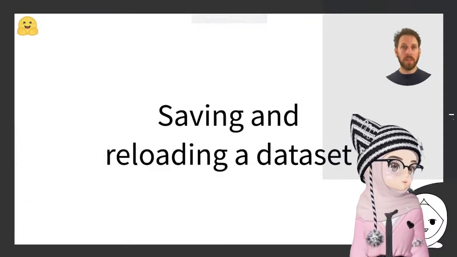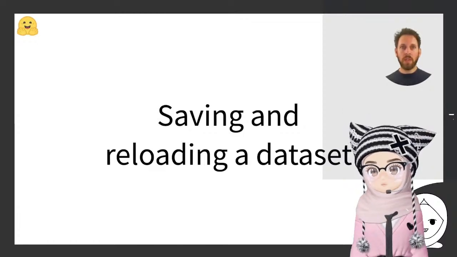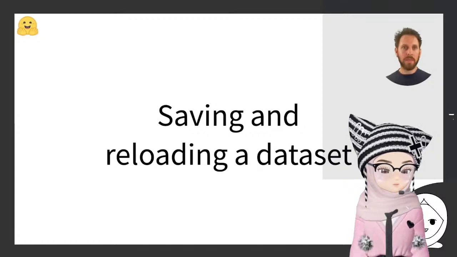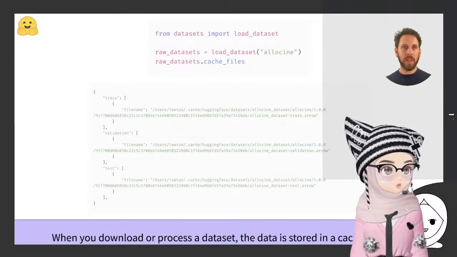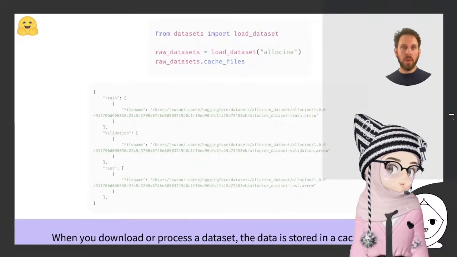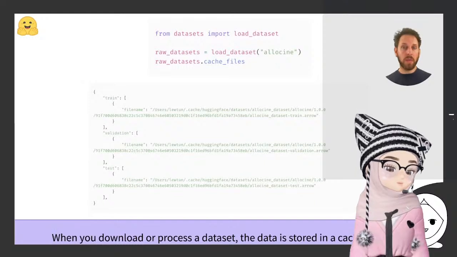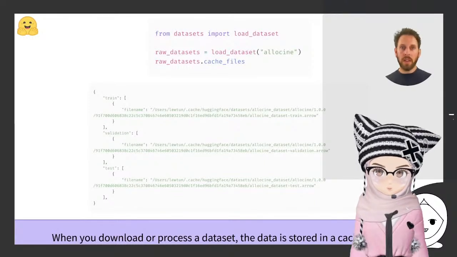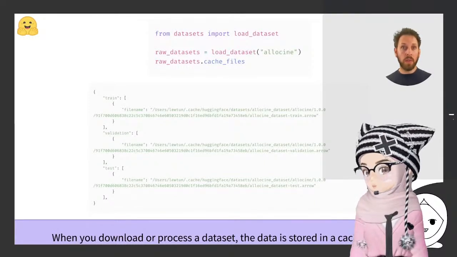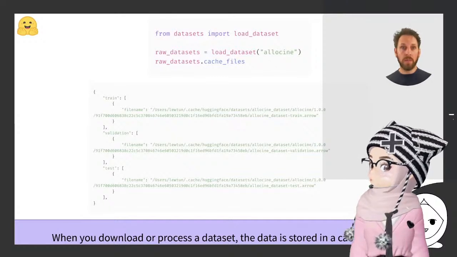Saving and reloading a dataset. In this video, we'll take a look at saving a dataset in various formats and explore the ways to reload the saved data. When you download a dataset, the processing scripts and data are stored locally on your computer. The cache allows the datasets library to avoid re-downloading or processing the entire dataset every time you use it.